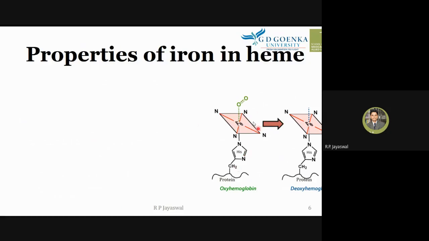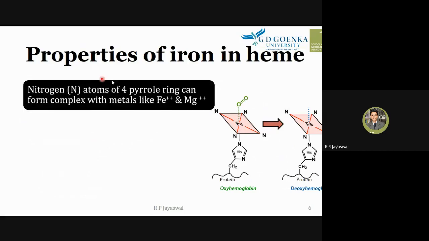This is the nitrogen of porphyrin which is bound to the iron. How this iron is linked, we are going to learn more about. The nitrogen atoms of the 4 pyrrole rings can form complexes with metals like iron and magnesium. Here this is the iron; magnesium is found in chlorophyll. When iron binds to the nitrogen atoms of the pyrrole rings, it makes a complex structure.